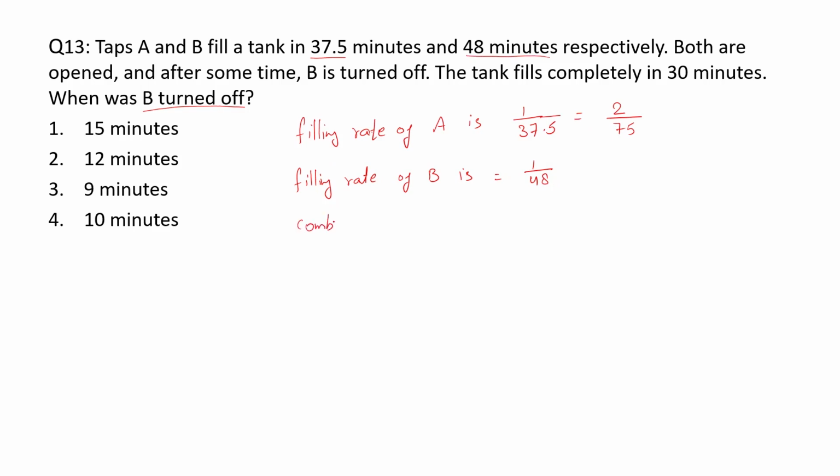Now, combined filling rate means if both are opened, what is the filling rate of A and B? So add them up, because if both are opened, your tank will fill quickly with the rate of A plus rate of B, isn't it? So this you please do. For the time being, I'll let it be as it is: 1 upon 48 and 2 upon 75. Now just assume what they are asking. When was B turned off?